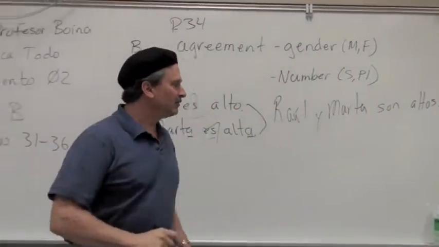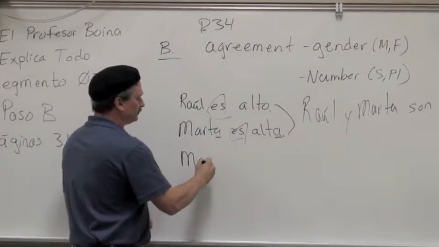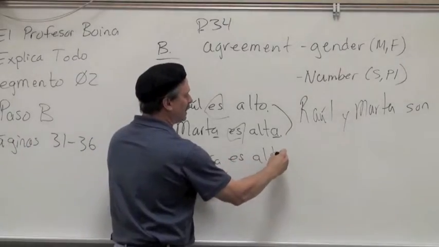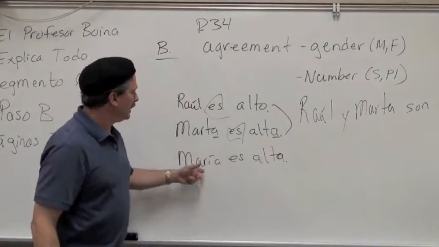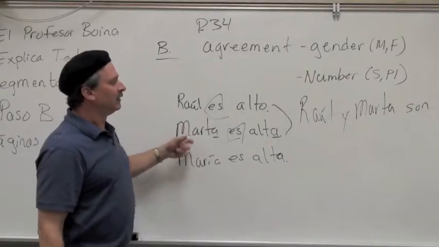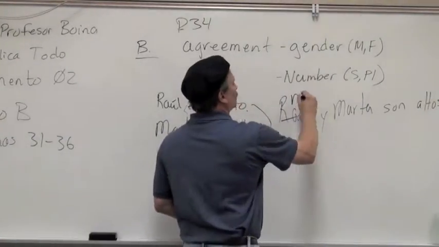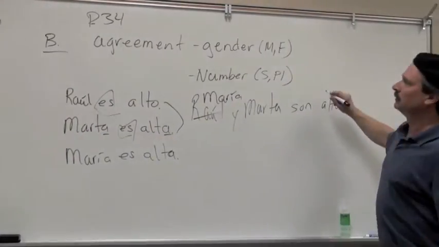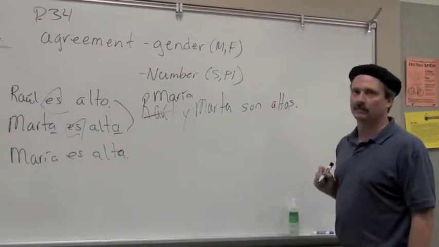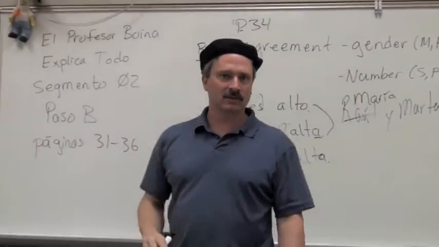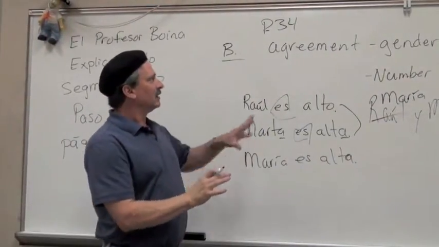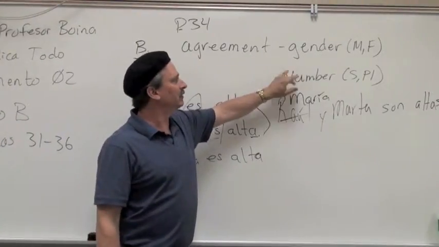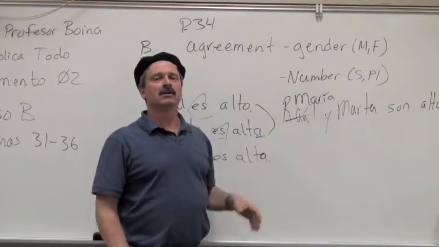Altos. If Maria is tall, Maria es alta, just like Marta. If I put Maria y Marta together, then Maria y Marta son altas. Altas. See? Muy bien. Again, nouns and adjectives have to agree for gender, masculino, femenino, and number, singular, plural.